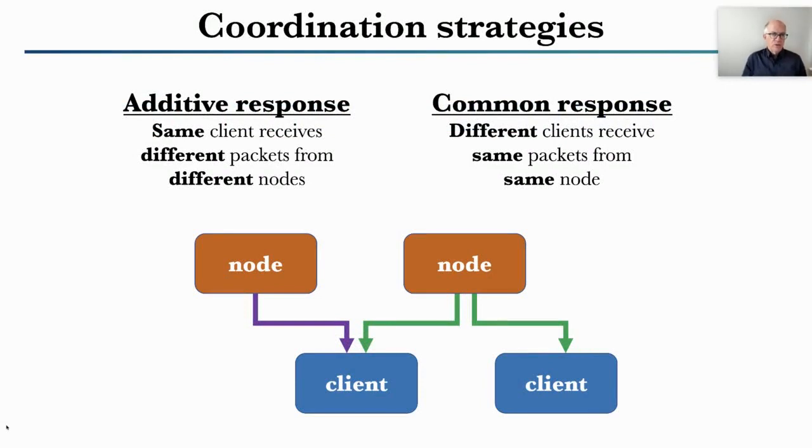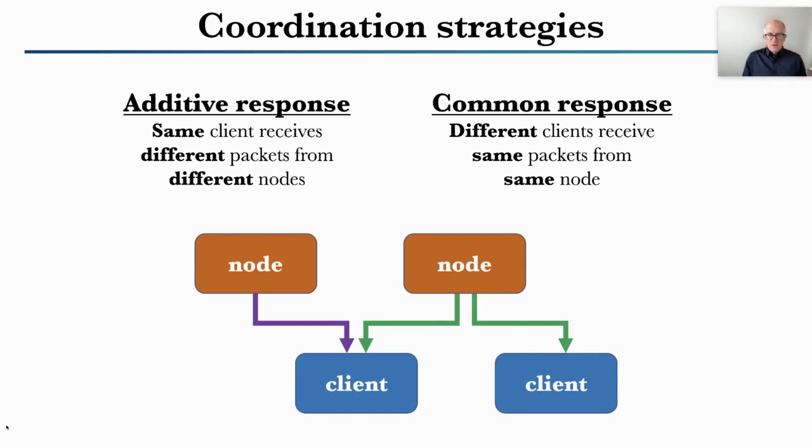Coordination strategies are important. An additive response strategy is where the same client receives different packets from different nodes. So as shown on the bottom left, the client is downloading an object from two nodes concurrently, and it's getting purple data from the left node and green data from the right node. And this is important to minimize response overheads because it wants to recreate the object from the minimal amount of data possible.